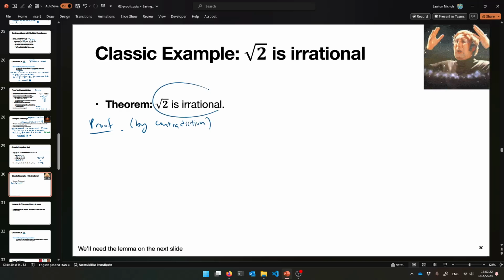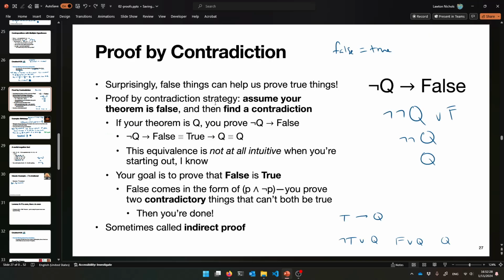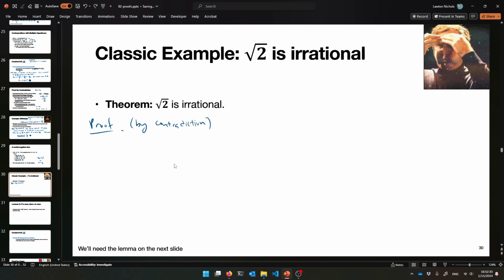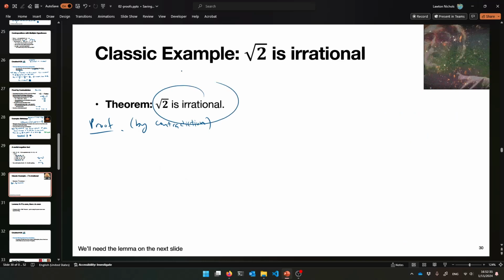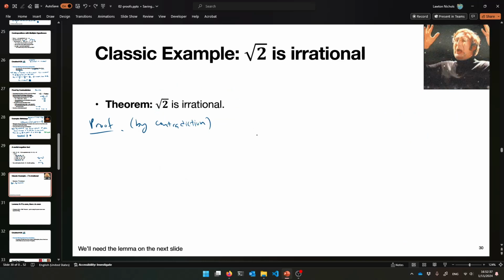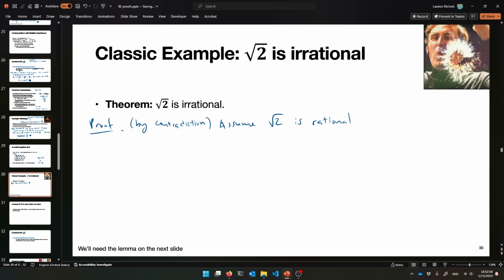And so what does that mean? Here's our theorem: square root of 2 is irrational. Assume, in our proof by contradiction, that our theorem is false, and then we're going to derive a contradiction. Prove that false is true. So what's the opposite of this? Square root of 2 is irrational. Well, square root of 2 is rational. So by contradiction, assume that this is not true. Assume the whole theorem is false. Assume square root of 2 is rational. We're going to derive a contradiction from this.